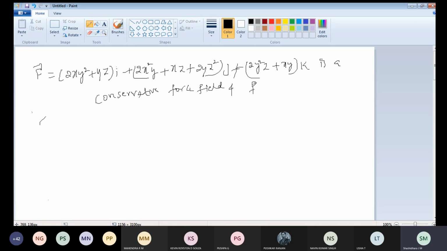and find its scalar potential. Okay, show that f equal to 2xy square plus yz i plus 2x square y plus xz plus 2yz square j plus 2y square z plus xy k is a conservative force field and find its scalar potential. So first you have to prove the first result, then the second one I will explain.